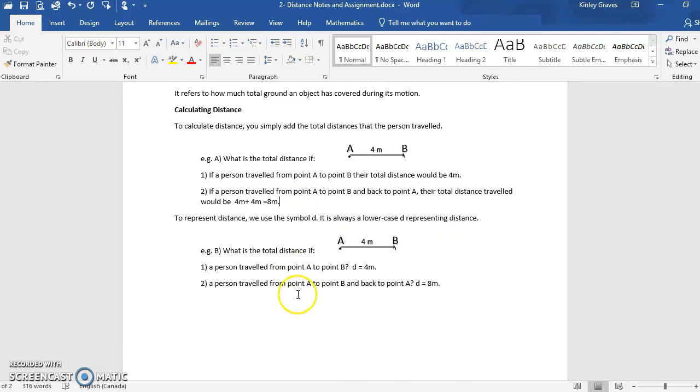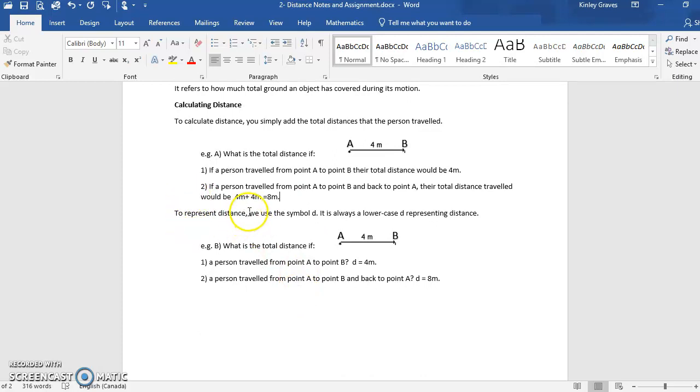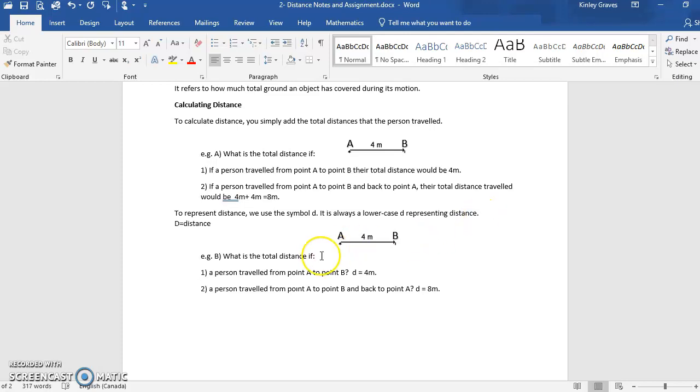Okay? So to represent distance, we use the symbol d. It is always a lowercase d representing distance. So never would you use this. This does not equal distance, okay? Always lowercase d equals distance.